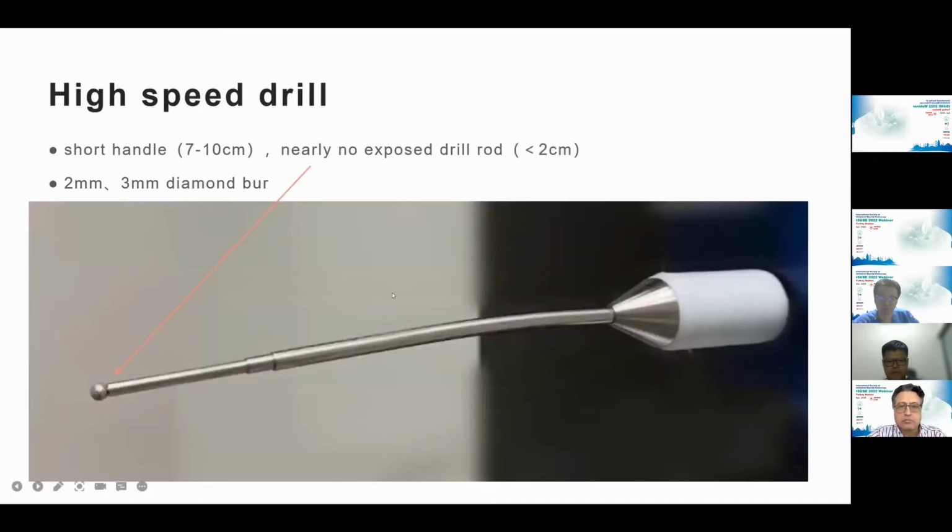This is the high-speed drill I often use. It is produced by a Chinese company. It is very short, about 7 to 10 centimeters, and there is nearly no exposed drill root. You can see the tip, there's no root, and I often choose the 2 millimeter or 3 millimeter diamond ball.